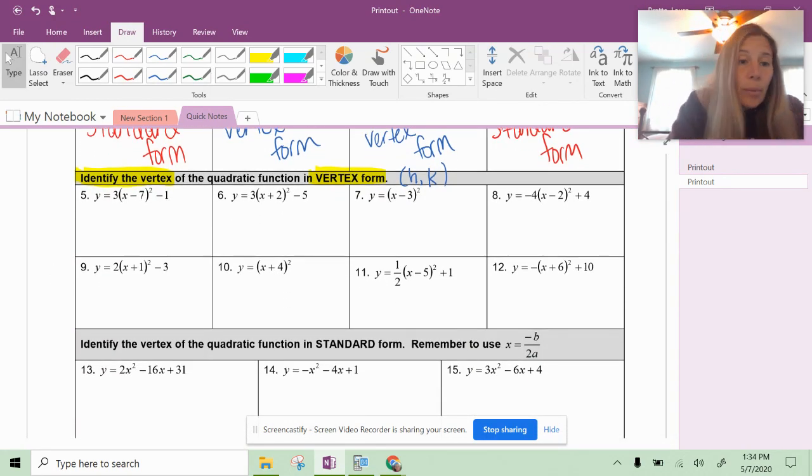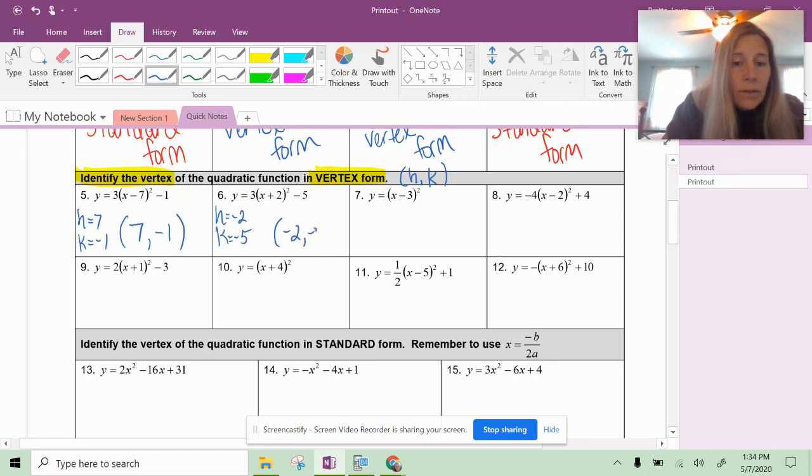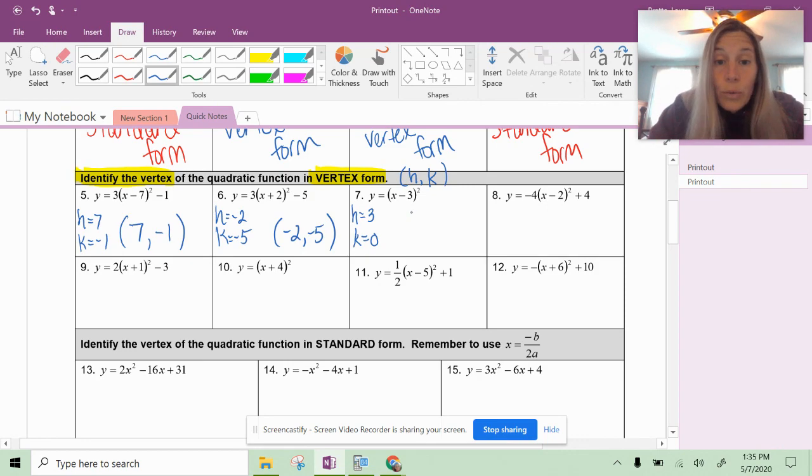So the vertex for number 5 would be positive 7 and negative 1 because the h is 7 and the k is negative 1. For number 6, the h this time would be negative 2 and the k would be negative 5. So that vertex would be negative 2, negative 5. Now, number 7, the h is 3, and there is no k there, which means it's 0. So this vertex would be 3, 0.